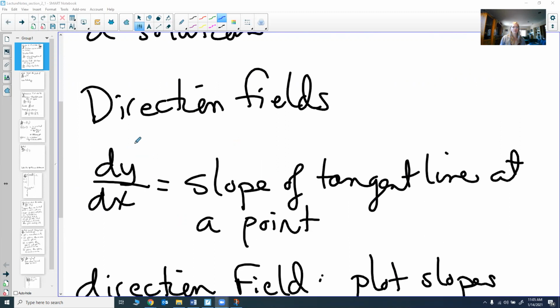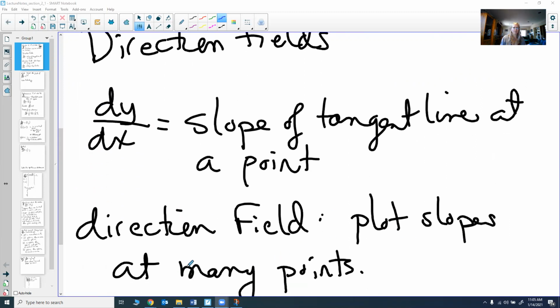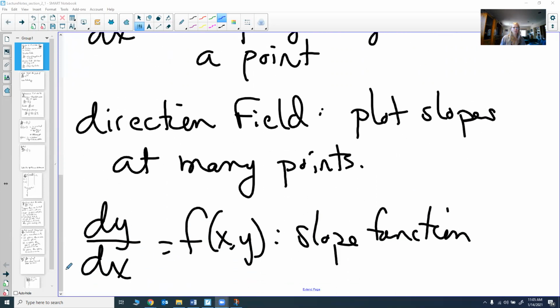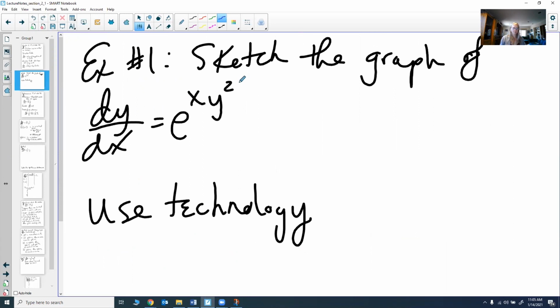So remember, a first order differential equation would be dy dx equals something. Remember from Calc 1, dy dx is the slope of the tangent line at some point. So a direction field is the slopes at many points. We're going to plot the slopes at many different points in our direction field. Again, dy dx is some function, and this is what we call the slope function.